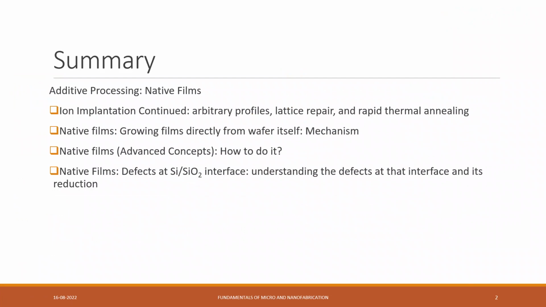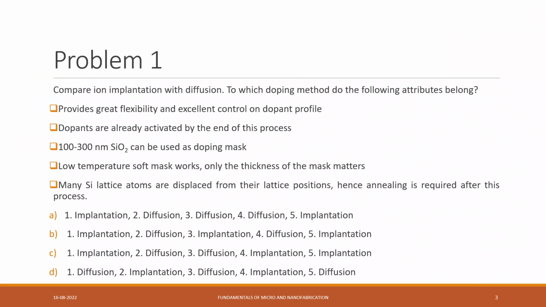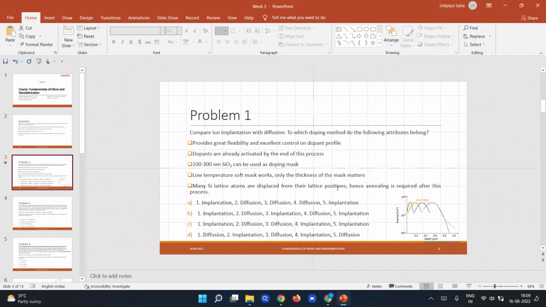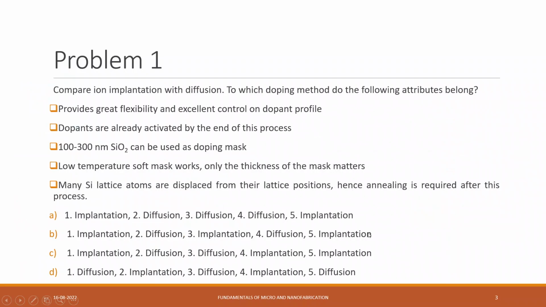So this week deals with the native fields, and the first problem here is on ion implantation. We have to compare which of the following would go with implantation and which would go with diffusion. You guys can tell. These are the five statements, and you have to tell which one goes with which one.